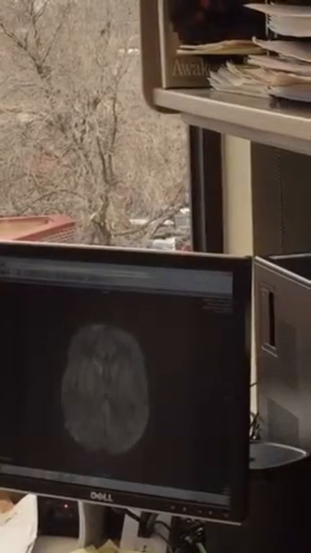So the quality of these scans is not great because you were moving around, because you were so restless. That's very typical with an injury like this.